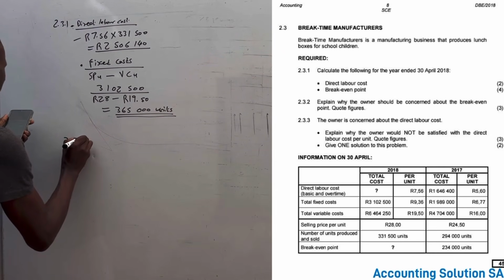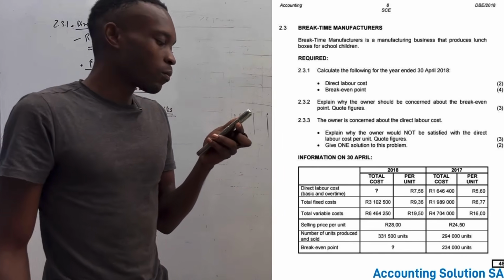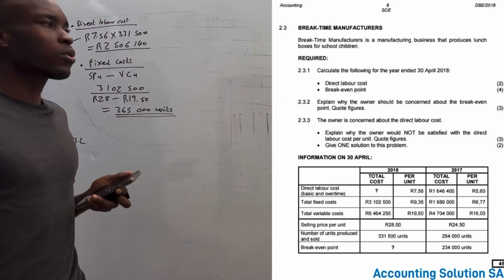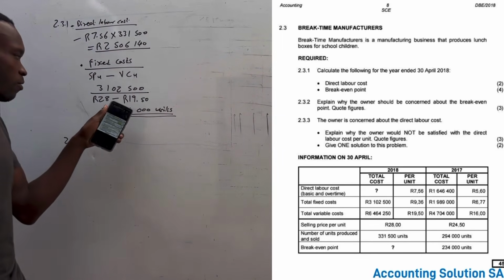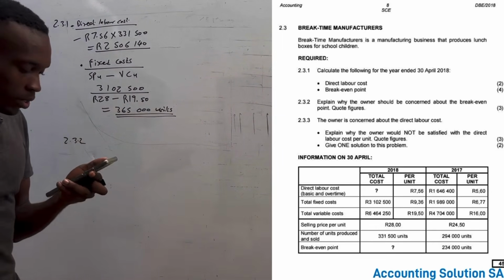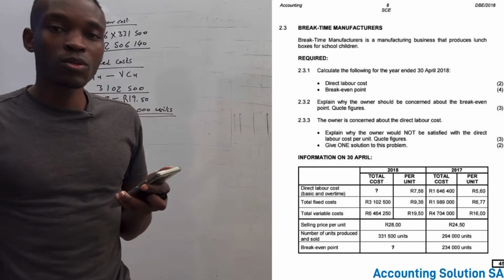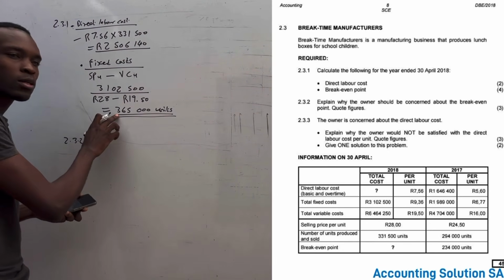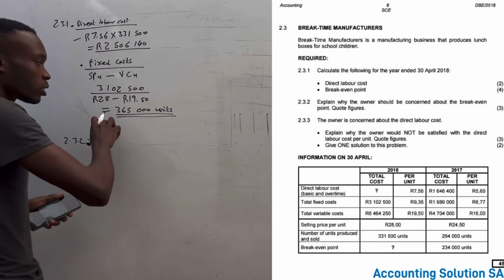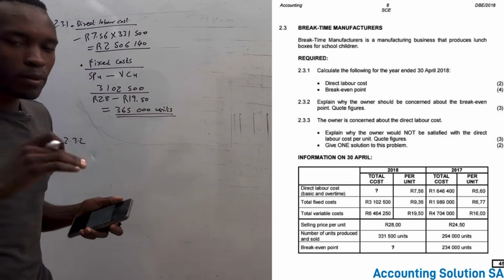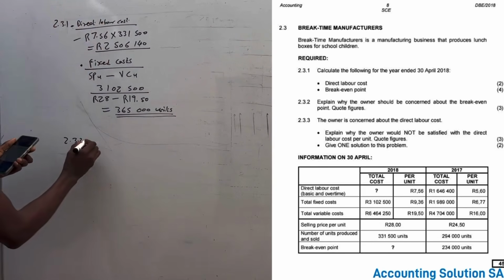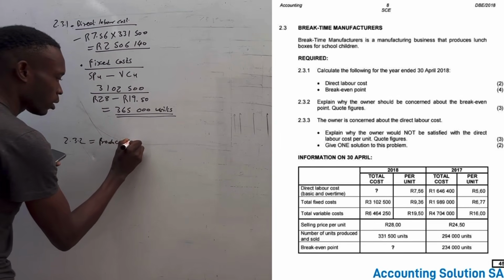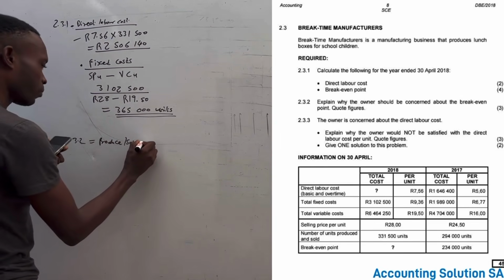Okay, 2.3.2. Explain why the owner should be concerned about the break-even point and quote the figures. Why the owner should worry about this break-even point of 365,000 units. Okay, let's check how many units sold. Remember, this is the point where there is no profit, no loss. Business must produce more than this in order for them to do what? To make a profit. Okay, so let's check. They produced and sold how many units?